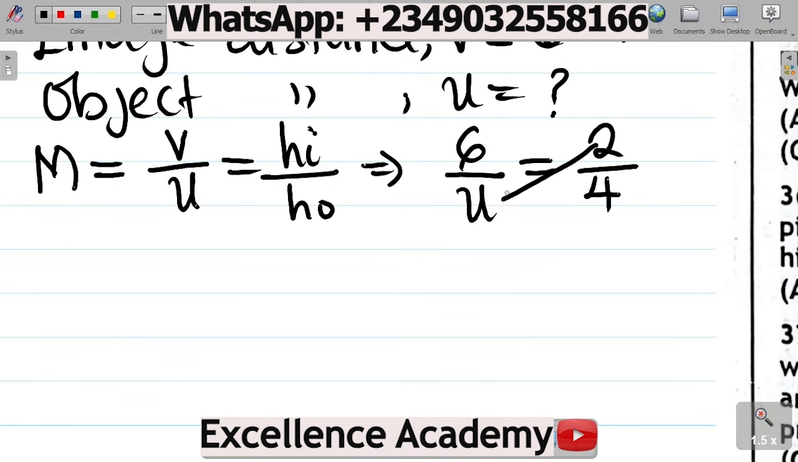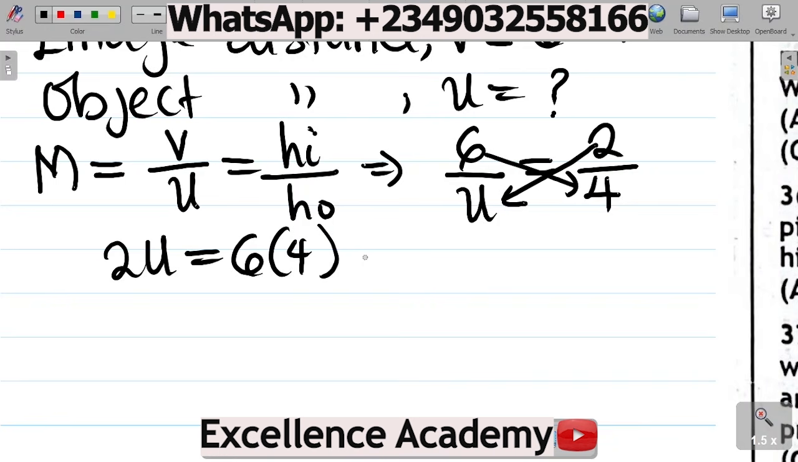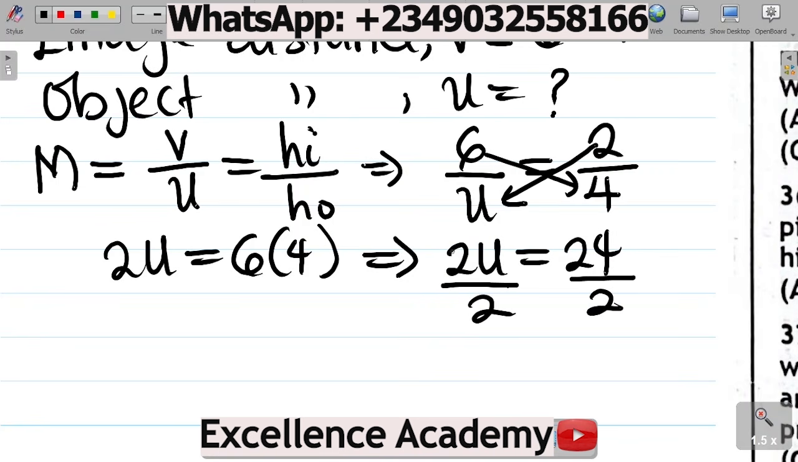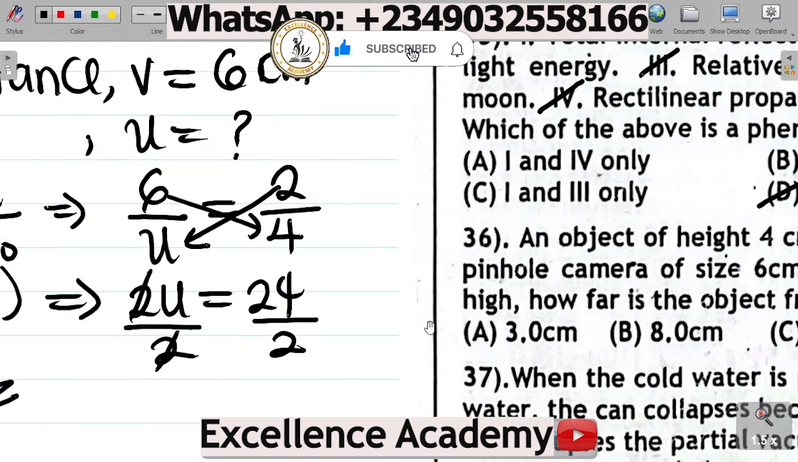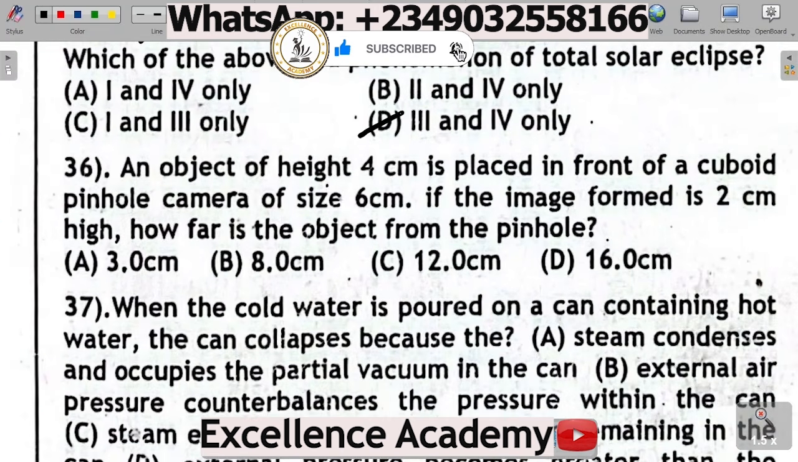So we have this. From here, let's get the value of U. Cross multiply. 2 times U is 2U is equal to 6 times 4, which is 24. To get the value of U, divide here by 2, divide here by 2. This cancels this. So U is equal to 24 over 2, which gives you 12. This is measured in centimeters. So the object distance is 12 centimeters, which is option C. Option C is the correct answer.